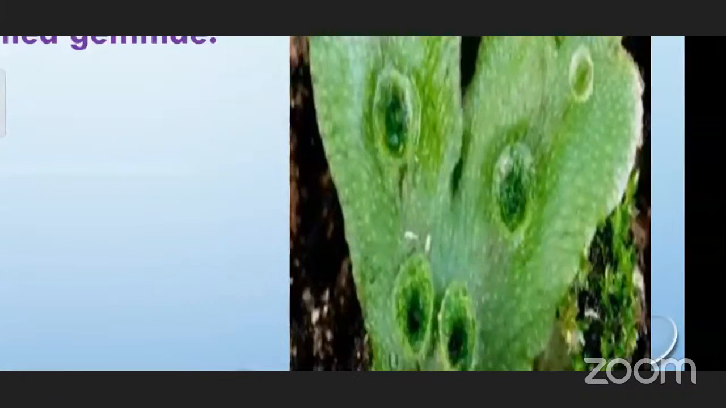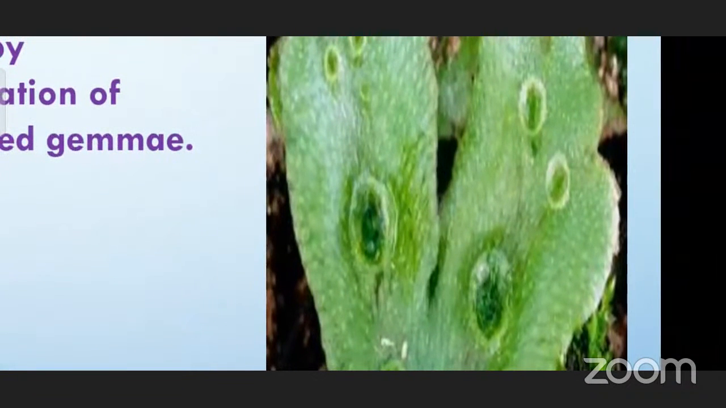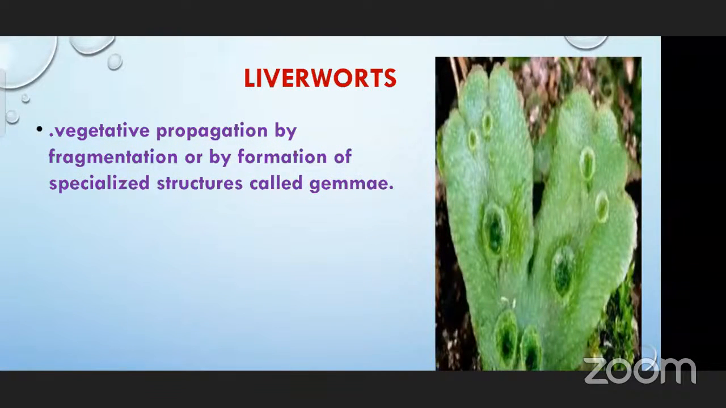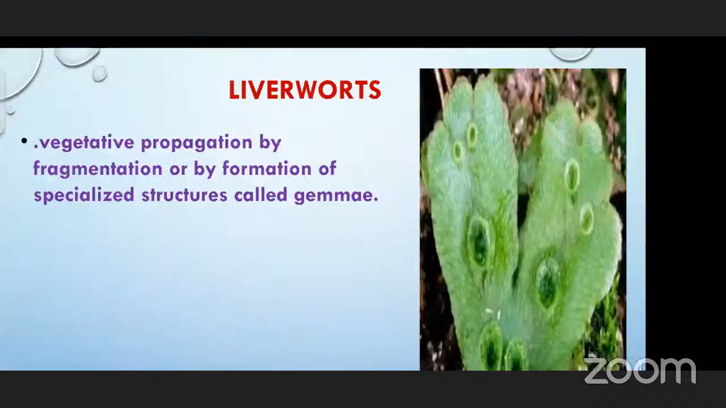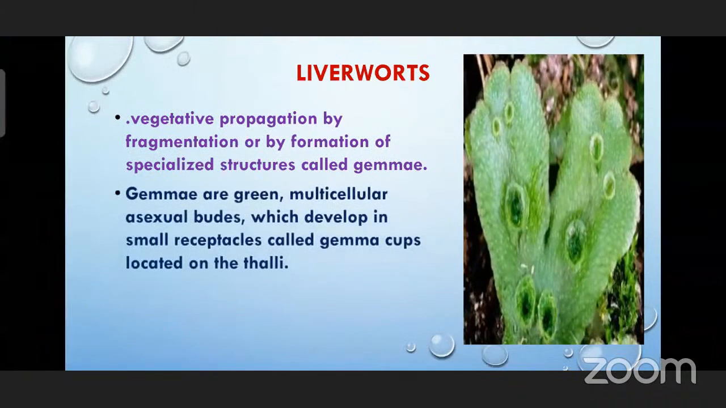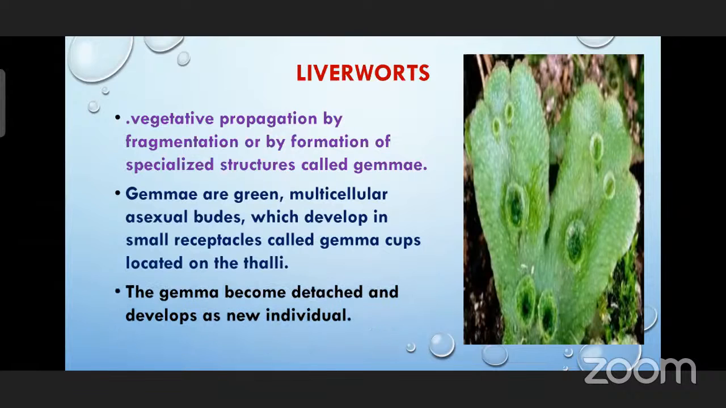You can see this. Gemma cups develop, and gemmae are released, get separated, and live as individuals, just like fragmentation. Gemmae are green multicellular asexual buds which develop in small receptacles called gemma cups located on the thalli. The gemma becomes detached and develops as a new individual. This is the vegetative mode of reproduction.